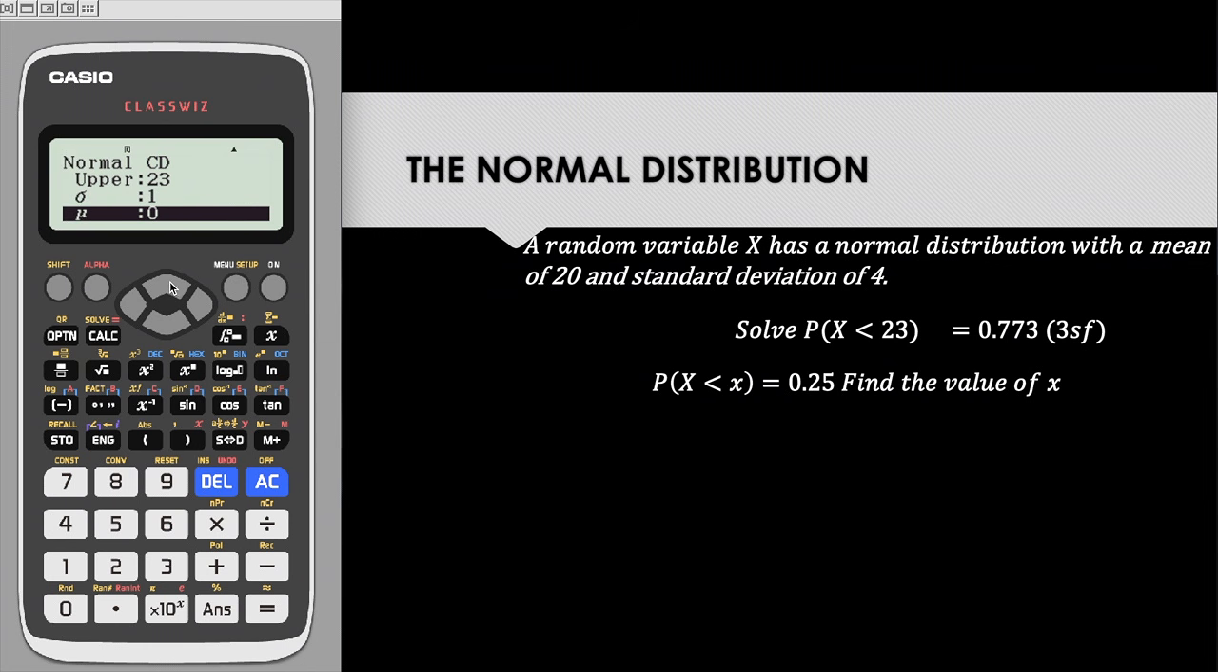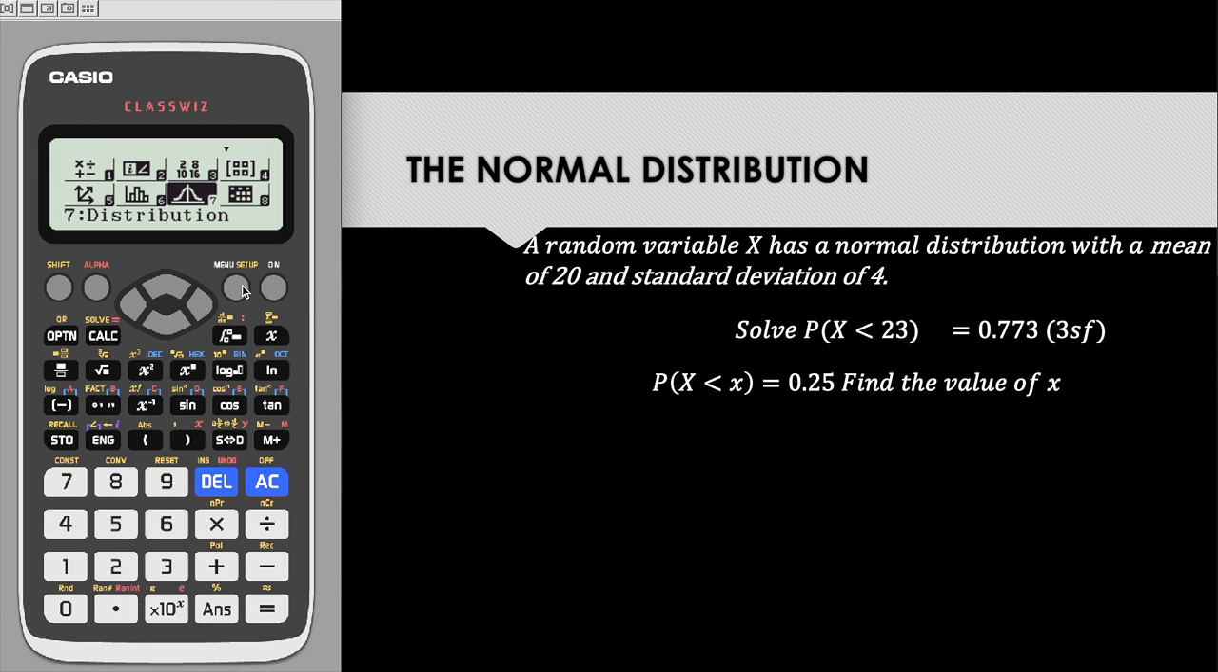Sigma, which is our standard deviation, we're told is 4. So select equals, and we've got a mean of 20. Now I select equals again, and it gives me my answer, which is 0.773 to 3 significant figures. So that is correct.